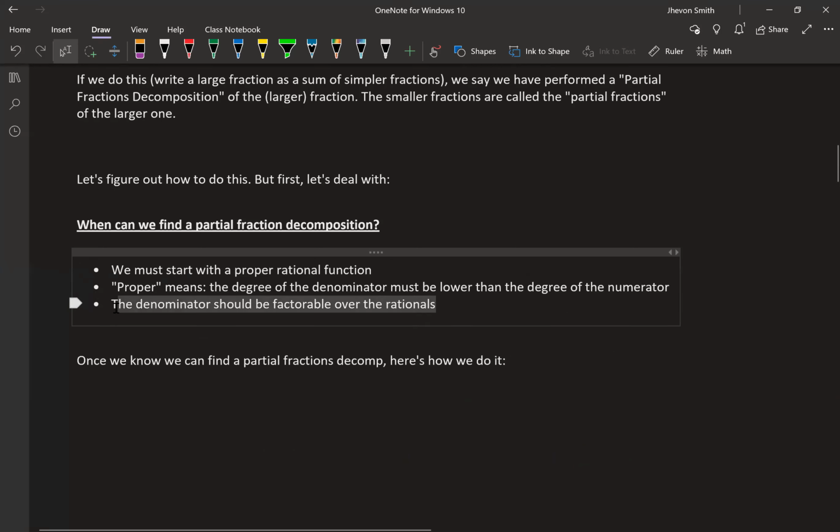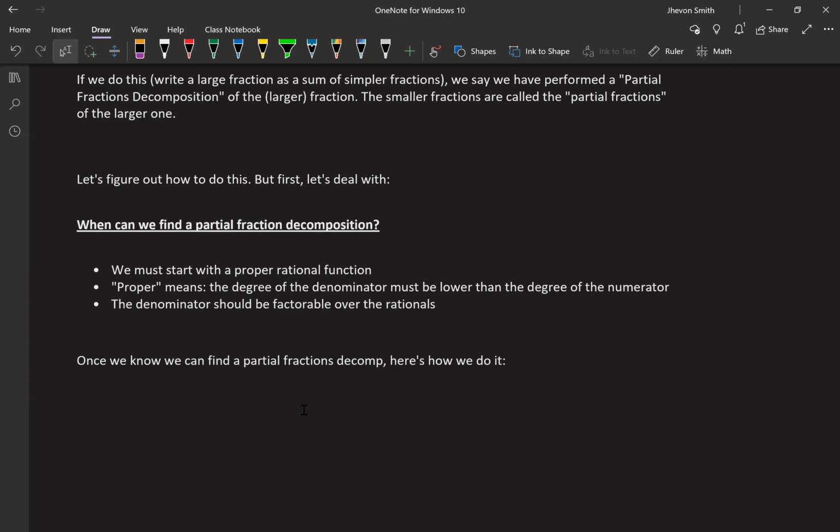We need to make sure that the denominator can be factored. If it cannot be factored, then you end up in a situation where the only choice is to complete the square and then do a trig sub, assuming that a regular substitution isn't going to work out. So that is a part of it.